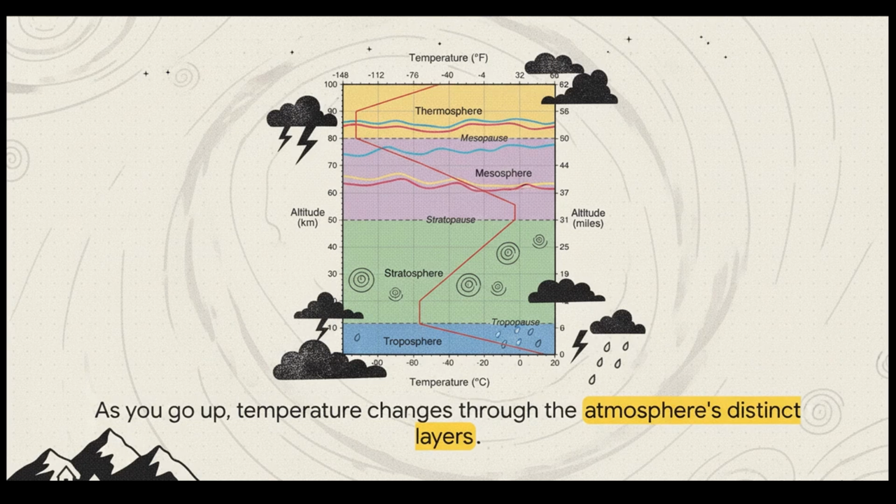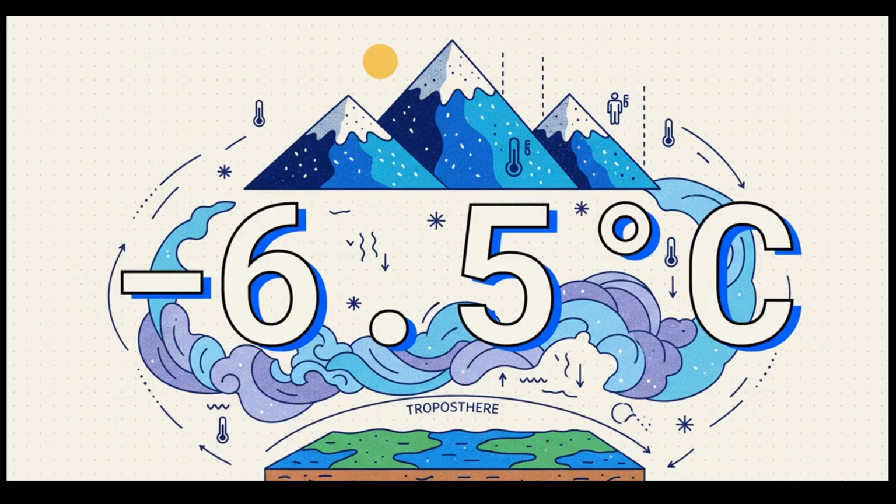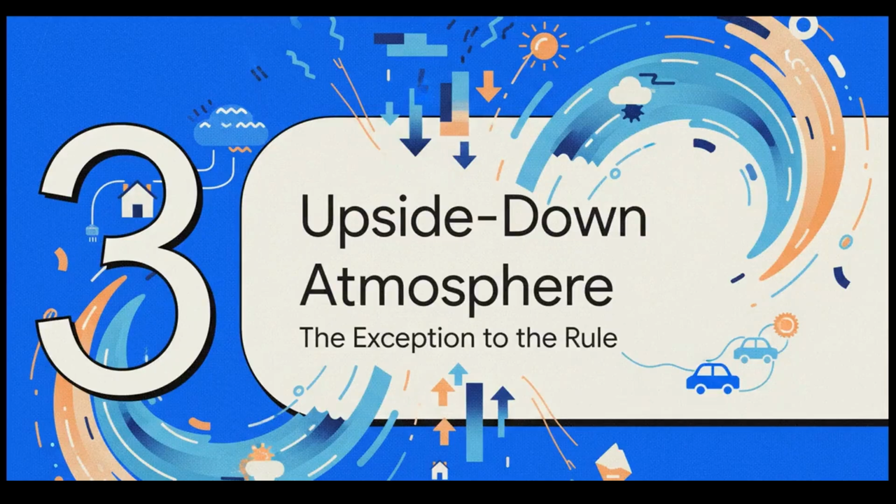This is where basically all of our weather happens, and in this layer, the rule is pretty clear. The higher you go, the colder it gets. And get this, there's even a number for it. On average, for every 1,000 meters you climb up, the air gets about 6.5 degrees Celsius cooler. It's called the environmental lapse rate, and it's the simple reason why mountaintops are covered in snow even in the middle of summer. But hey, rules are made to be broken, right?